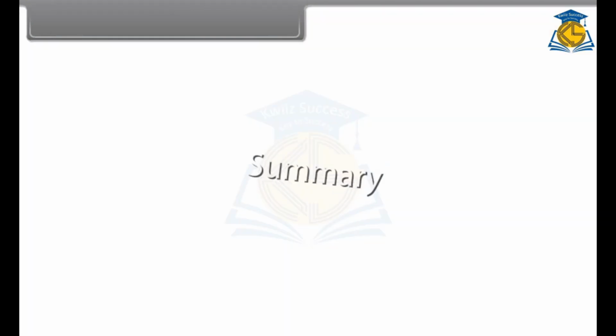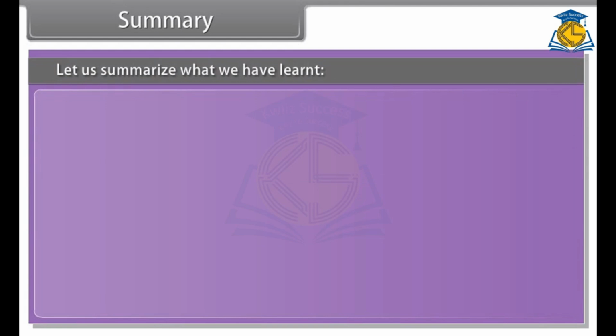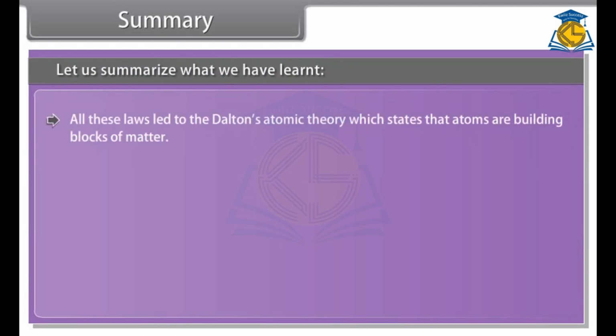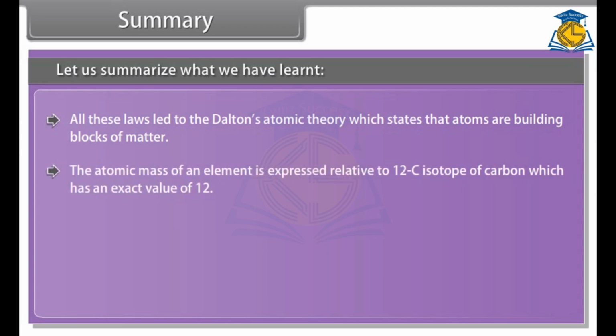Summary. Let us summarize what we have learned. All these laws led to the Dalton's atomic theory, which states that atoms are building blocks of matter. The atomic mass of an element is expressed relative to the carbon-12 isotope of carbon, which has an exact value of 12.